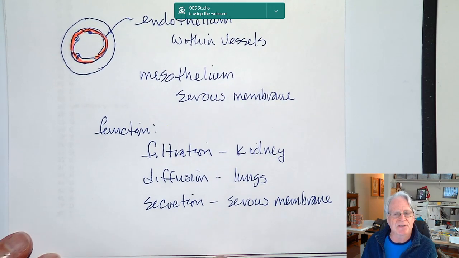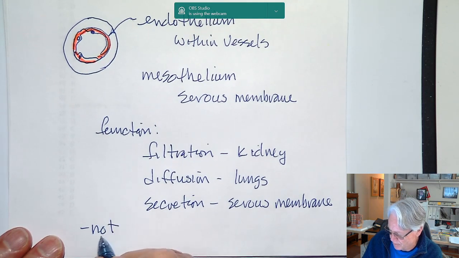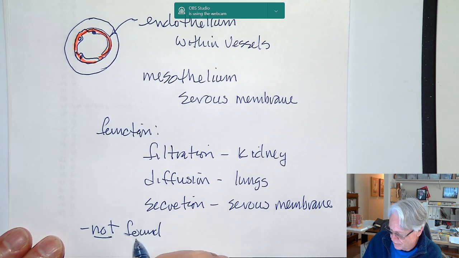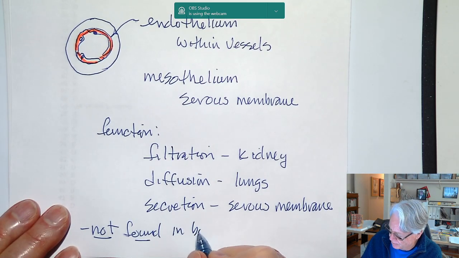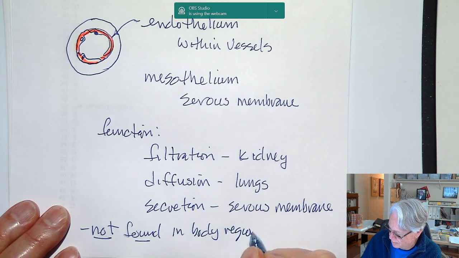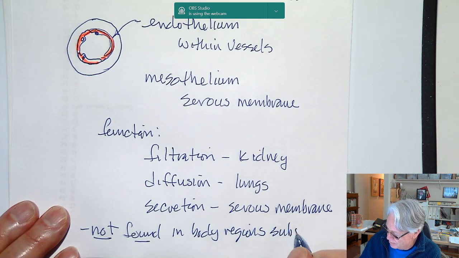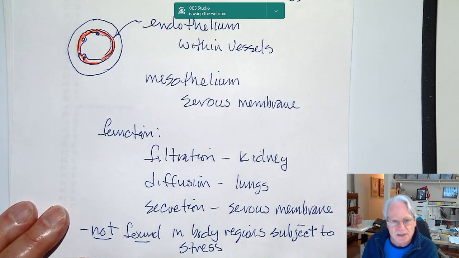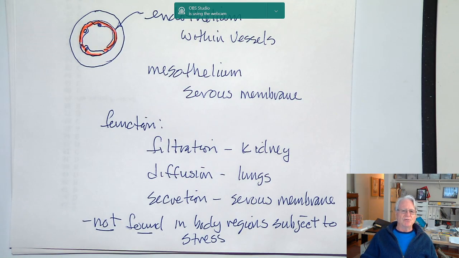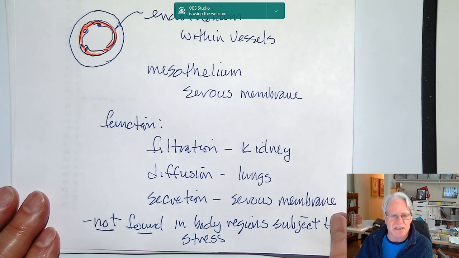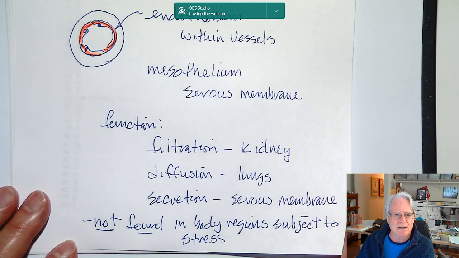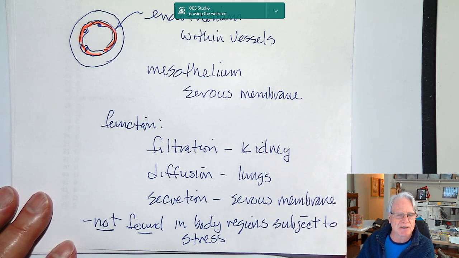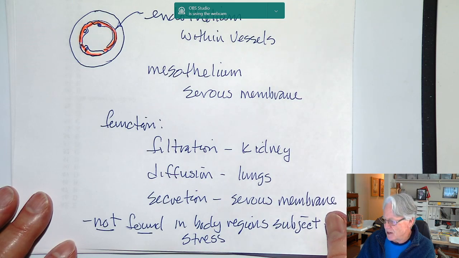You're not going to find this type of tissue in body regions subject to stress. And here we're talking about mechanical stress, physical forces acting on the surface. Okay? Not found there. It's too fragile. It cannot hold up to any kind of real physical stress. So these are pretty well protected spaces where we find the simple squamous epithelium.